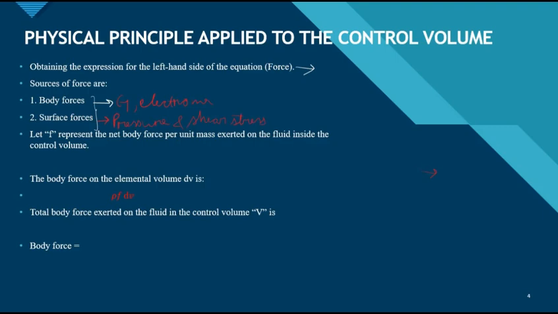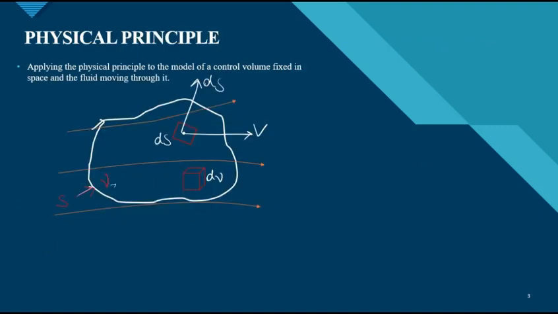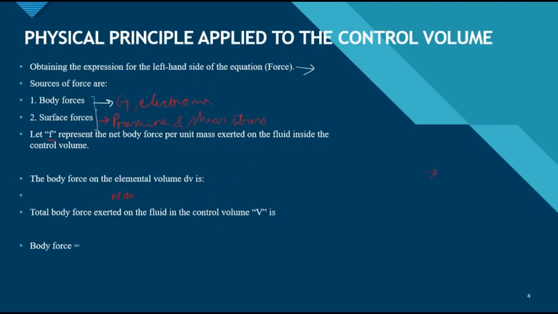Now, let us consider that the letter f represents the net body force per unit mass exerted on the fluid flowing inside the control volume. If I want to write the expression for the body force acting on that small infinitesimal volume dV, it would be given by rho f dV. So this is the expression for the body force acting on the elemental volume.